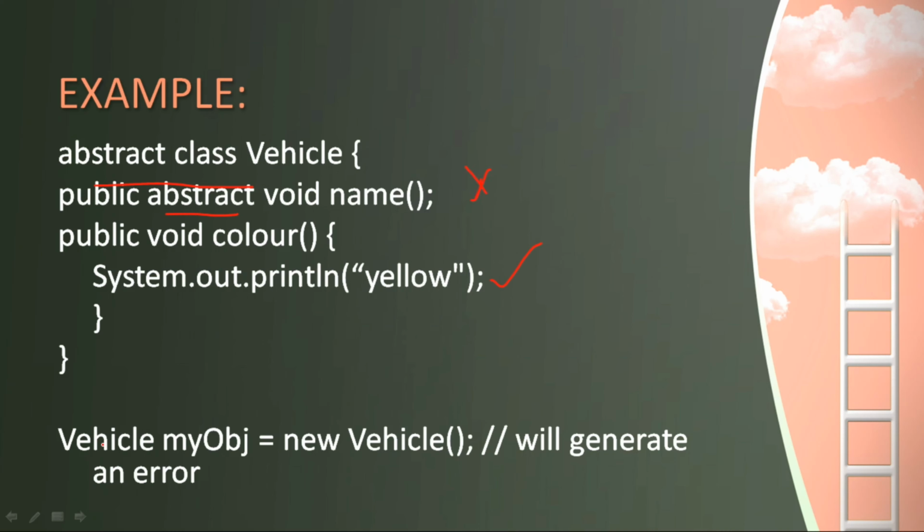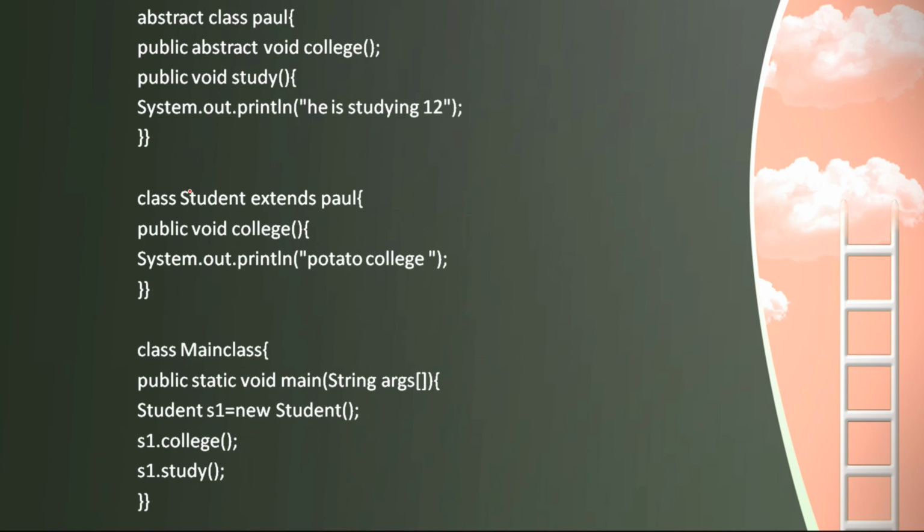Now, when I declare an object vehicle, my object equals new vehicle. When I create an object by using the abstract class, it will generate an error, because this abstract class isn't inherited. Only after inheritance should object creation occur, so it will generate the error. Now let us discuss another example.